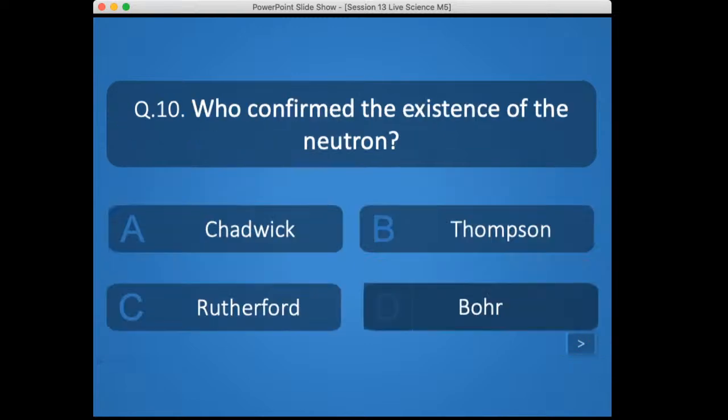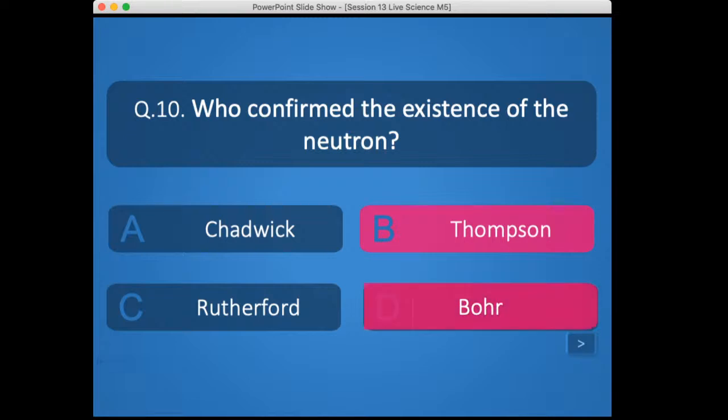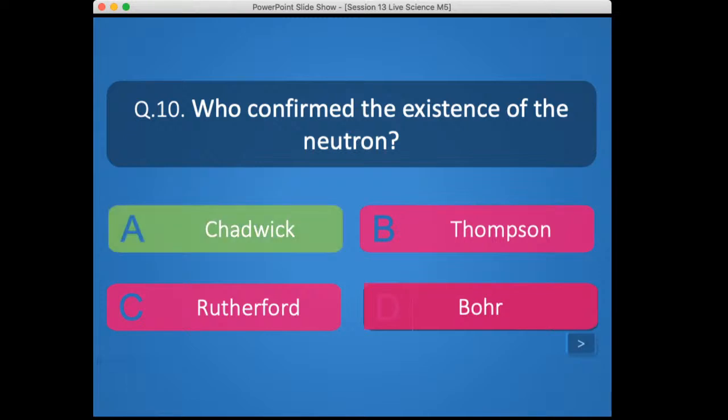Question 10. Who confirmed the existence of the neutron? A. Chadwick, B. Thomson, C. Rutherford, D. Bohr. Thomson is not the correct answer. Bohr is not the correct answer. Rutherford is not the correct answer. The correct answer is Chadwick.